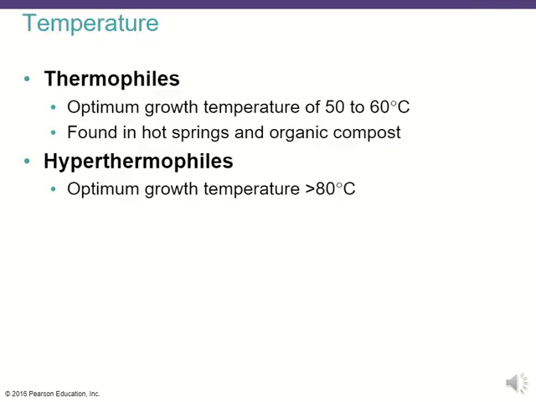Now, as far as temperature goes, there are thermophiles, which generally have a preferential growth temperature around 50 to 60 degrees, and they'll be found in sources of hot springs as well as decomposing organic matter. There are hyperthermophiles, which greatly appreciate temperatures above 80 degrees Celsius, where around 100 degrees Celsius is the boiling point of water.